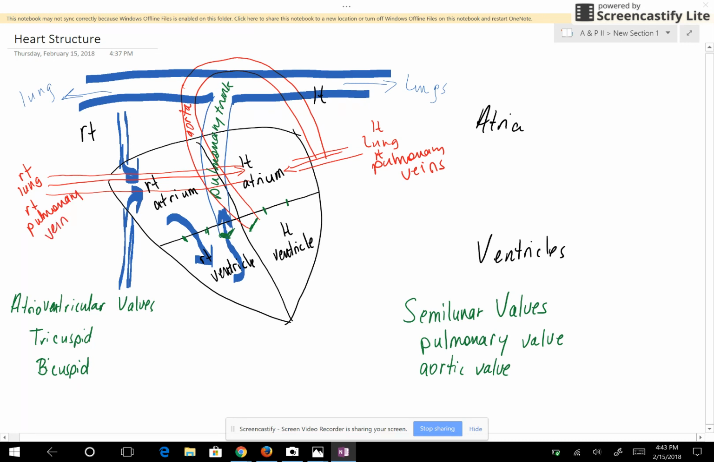Blood goes into the left atrium. The blood goes from the left atrium to the left ventricle. Actually, it goes through your bicuspid valve or mitral valve. Then the blood goes from the left ventricle up through the aortic valve. And the aortic valve is going to take the blood to the aorta, to the systemic circuit.